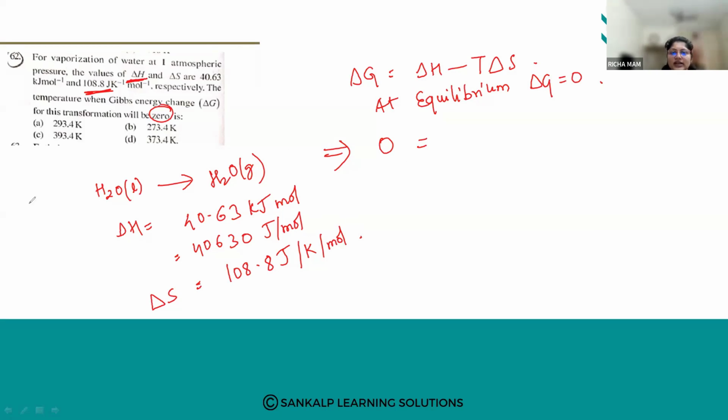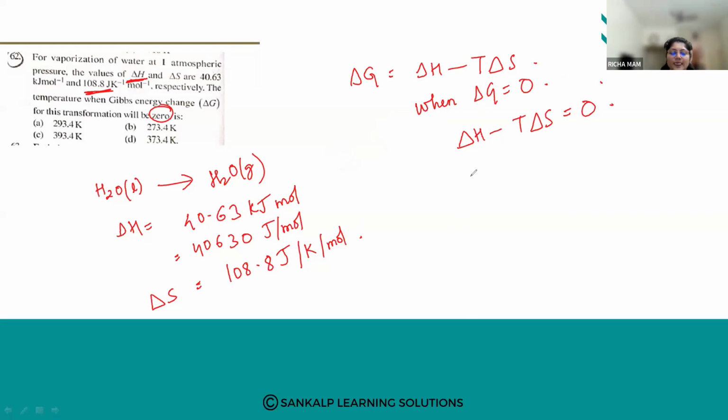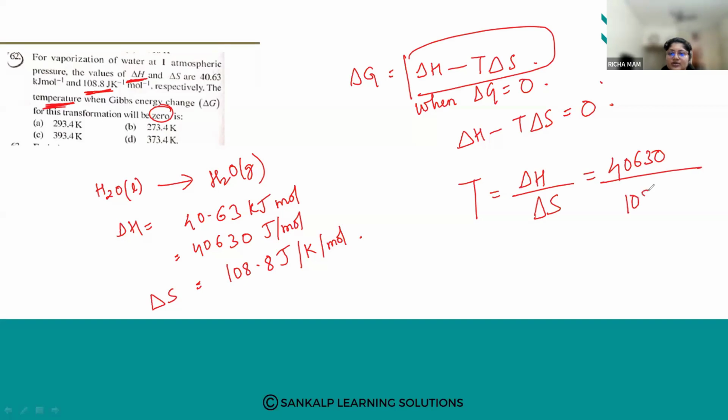So we have this equation: delta G is equal to delta H minus T delta S. When your delta G is 0, then delta H minus T delta S also will be 0. So T is equal to delta H upon delta S, because we have to find the temperature. So T is equal to delta H upon delta S, which is 40630 divided by 108.8. Find out.